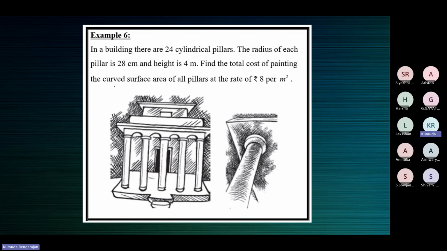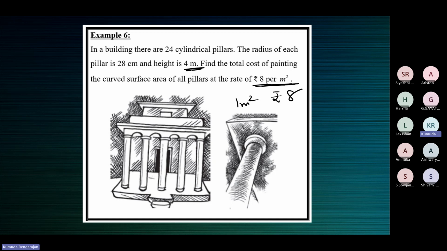So find the total cost of painting the CSA of all the pillars at the rate of rupees 8 per meter square. You can see here that the rate is given per meter square. So it's convenient to have the height and the radius in meters, so that you will find the area in meter square and you can multiply that area with 8 to get the total cost straight away. 1 meter square, 8 rupees. So you find the CSA of all the 24 pillars in meter square. For that, you need to have the radius and the height in meters.